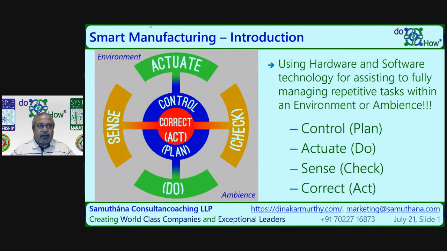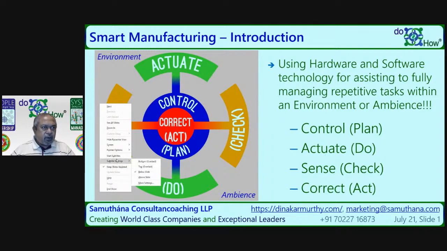If you see on the left side here, I have shown that the actuate, maybe I can put on the laser pointer. Let me see, put on the laser pointer if that is possible. Yeah, there it is. Yeah, that's a good one.